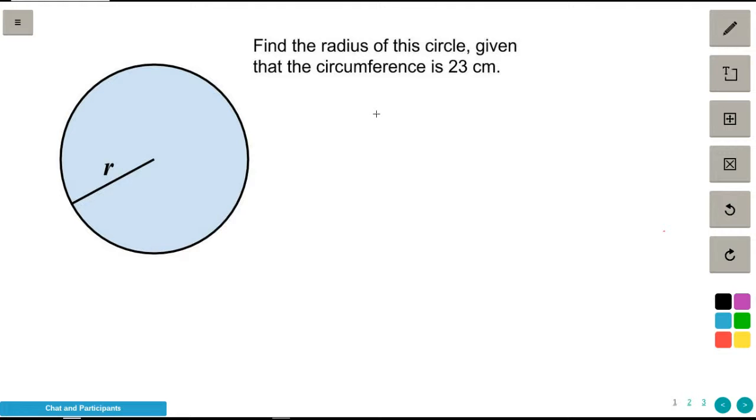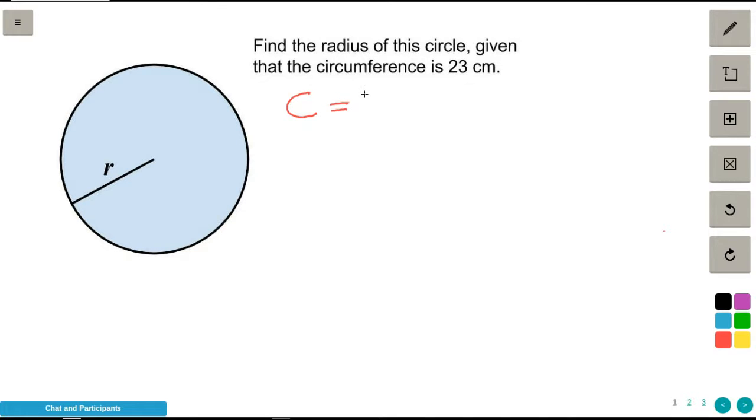So in these next couple of examples, we're going to be working backwards from what we've been doing previously. Now we've been given the circumference, so the distance round the outside of the circle is 23 centimeters, and we want to work out from that the radius. So I'll start by looking at the formula that we've got that connects the two.